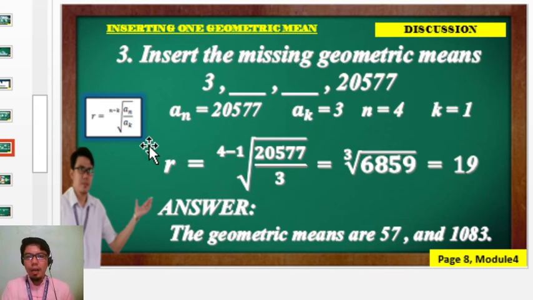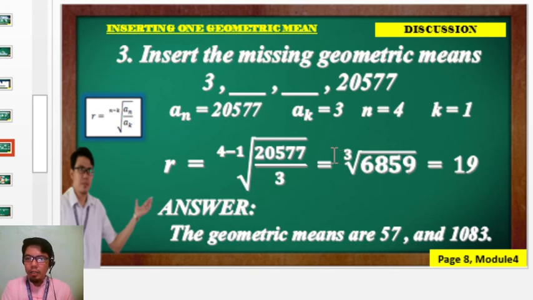Using the formula, r equals the n minus k root of a sub n all over a sub k. So you have 4 minus 1, so that is n minus k, 4 minus 1, root of a sub n, which is 20,577, all over a sub k, which is 3. So first divide them. 20,577 divided by 3 is 6,859.